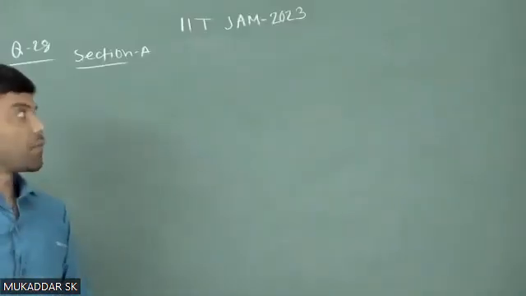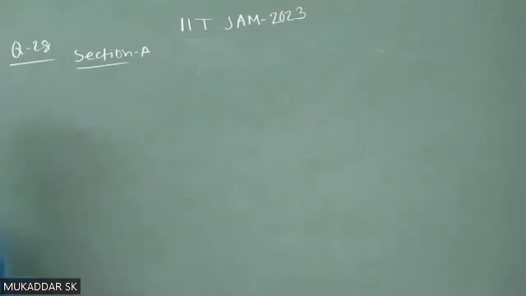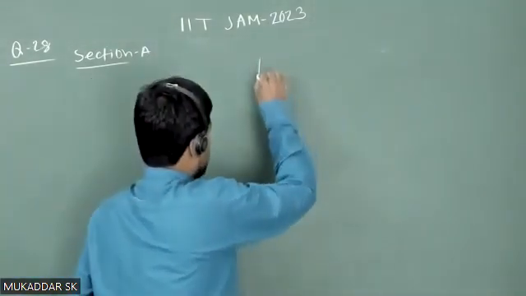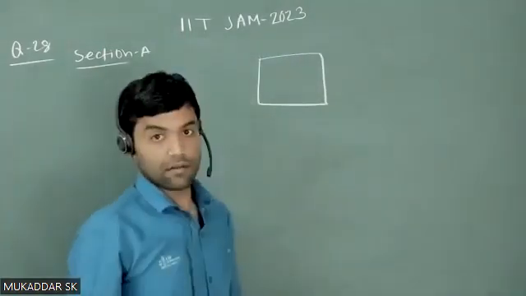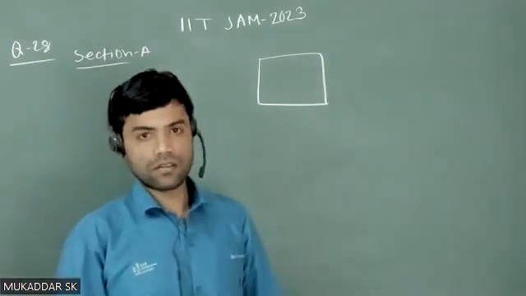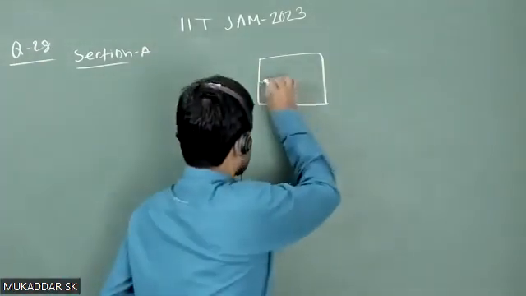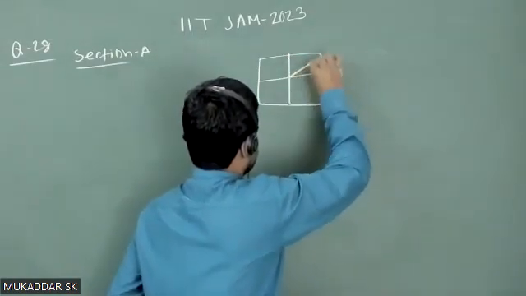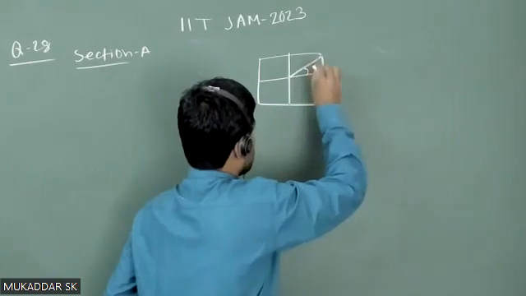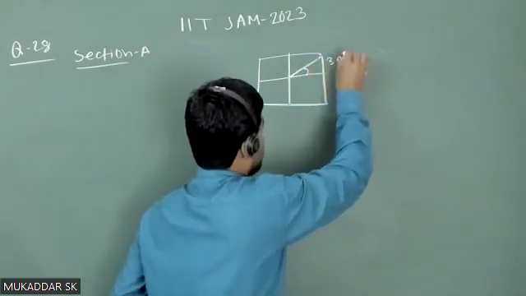Let us solve one more problem from IIT-JAM 2023. It is question number 28, section A, and this is basically from optics, polarization. In that question, a plane polarized light is incident on a quartz crystal, with an angle of incidence of 30° with respect to the optic axis.